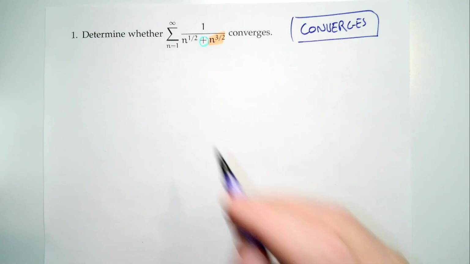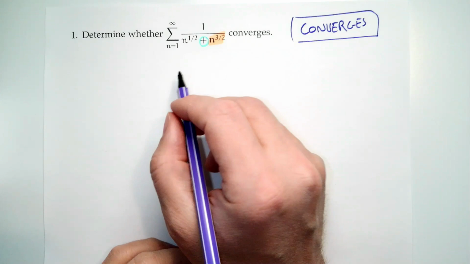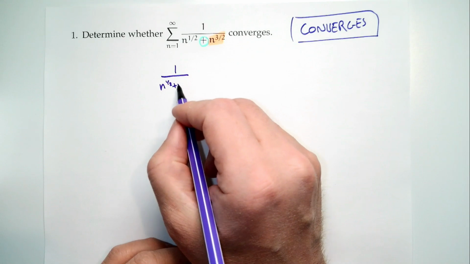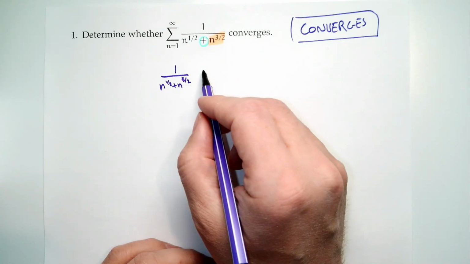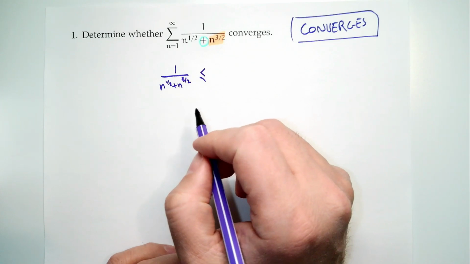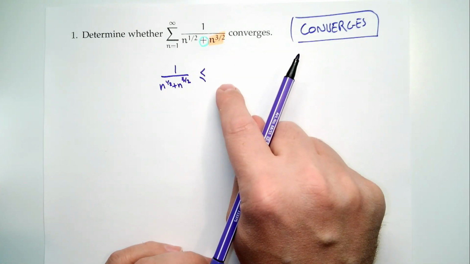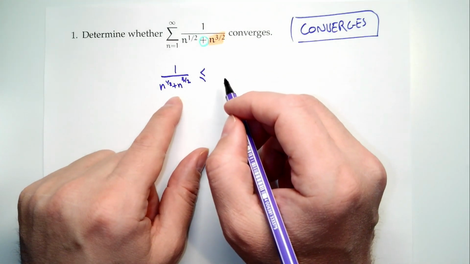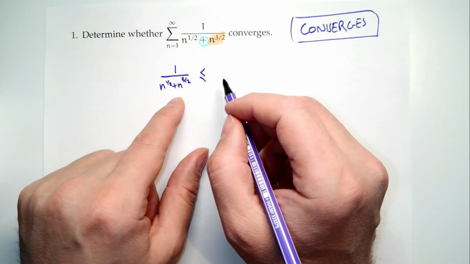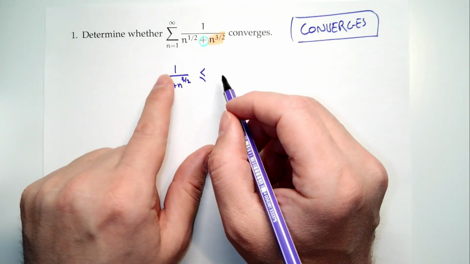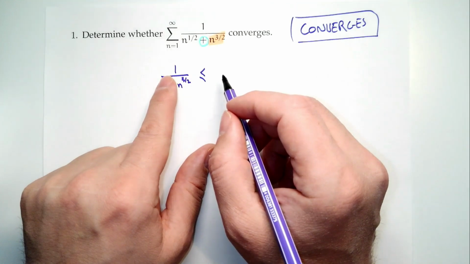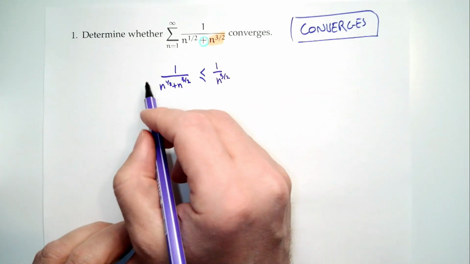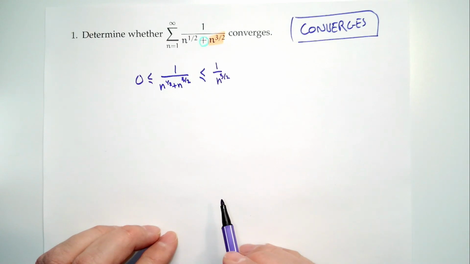And all right, so what do we use? Well, if we were going to do a comparison, what would we want? We want to compare it, and if we want to show this converges, we want to get it below something which converges. So the question is, what can I put here? Well, the key is, remember, if I want to have a larger number, smaller denominator. So if I get rid of a term, that's going to be a smaller denominator, so a larger number. So this is below 1 over n to the 3 halves. And of course, these terms are going to be greater than or equal to 0.